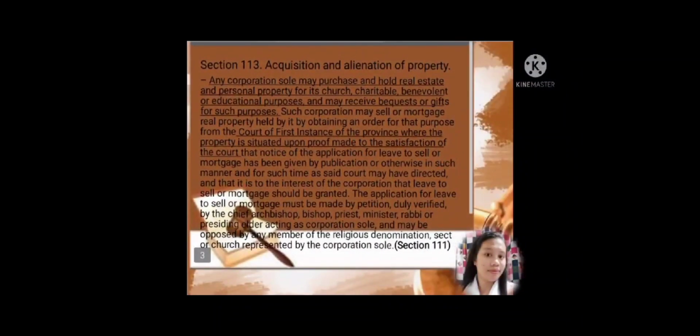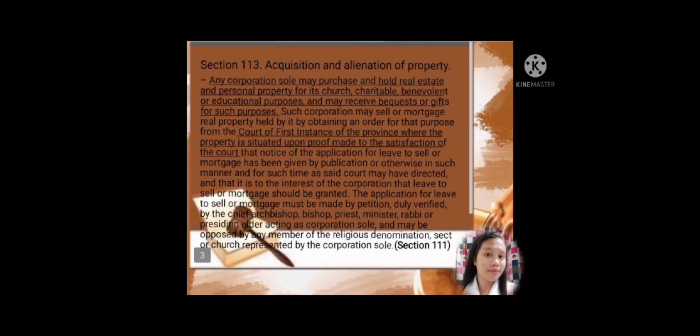Next, Section 113, Acquisition and Alienation of Property. This section means that as a corporation sole who holds a property, the bishop, archbishop, and etc. has the right to sell the property. But before the bishop, archbishop, and etc. sell the property or mortgage real estate, he first needs the issuance from the regional trial court as proof that the bishop, archbishop, and many more may sell the properties.